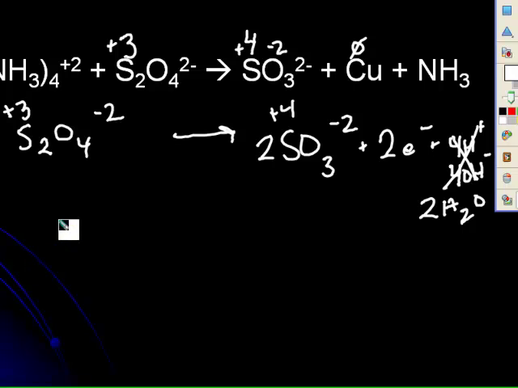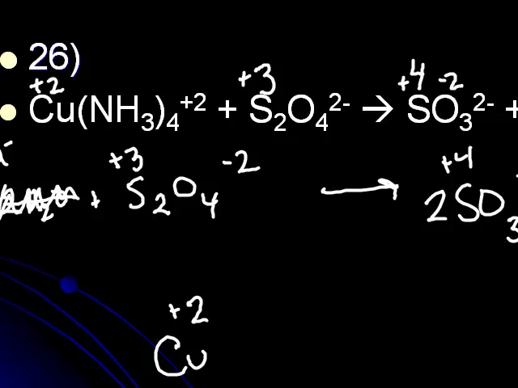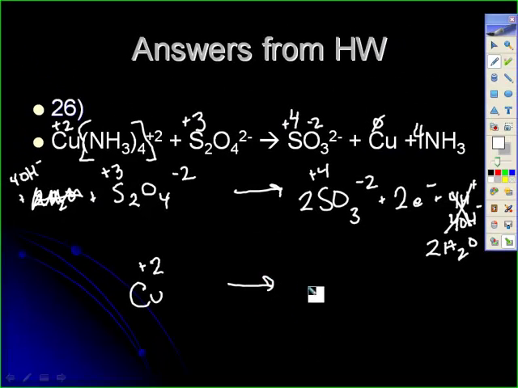For my copper, I can ignore this NH3 because it stays the same over here. I just need to put a 4 in front of the NH3 because no oxidation numbers are really changing in this portion. It's just separating. So I'm just going to stick with Cu plus 2, turning into Cu with no charge or oxidation number of 0. And when I look at that, I see that I need to add 2 electrons in order for that to happen, which is very convenient seeing as I lost 2 up here. So that's it. I'm done with that part.